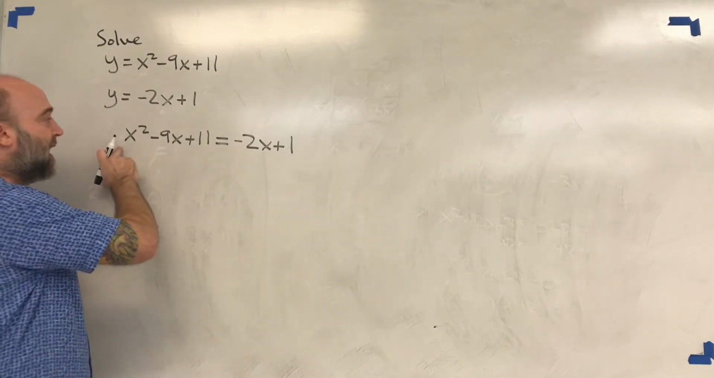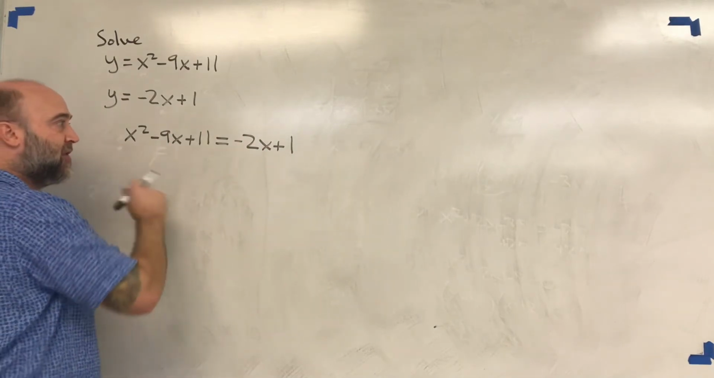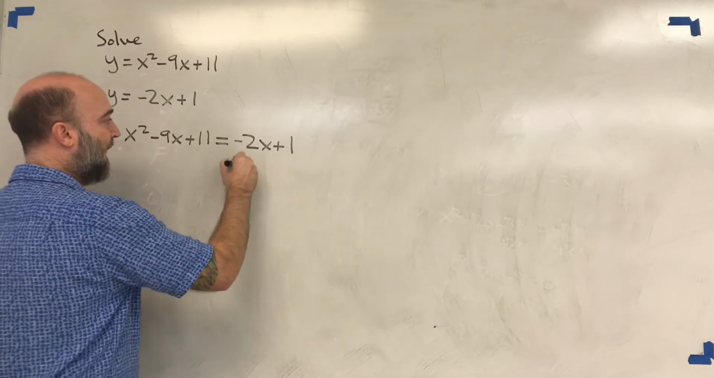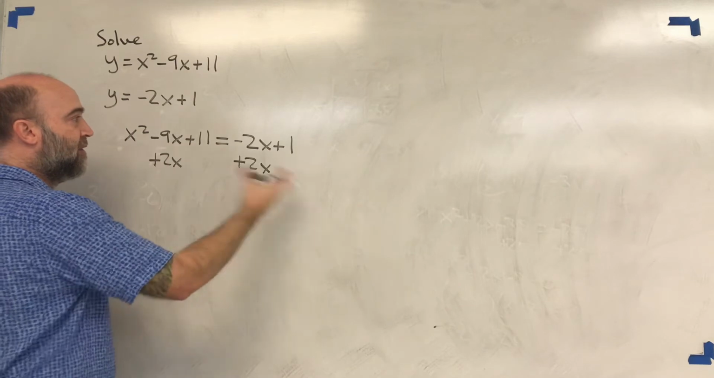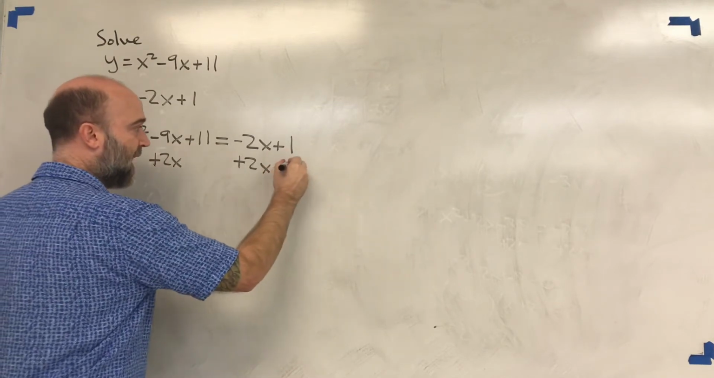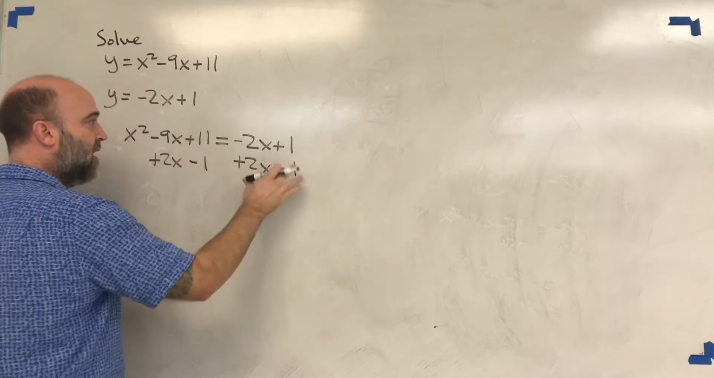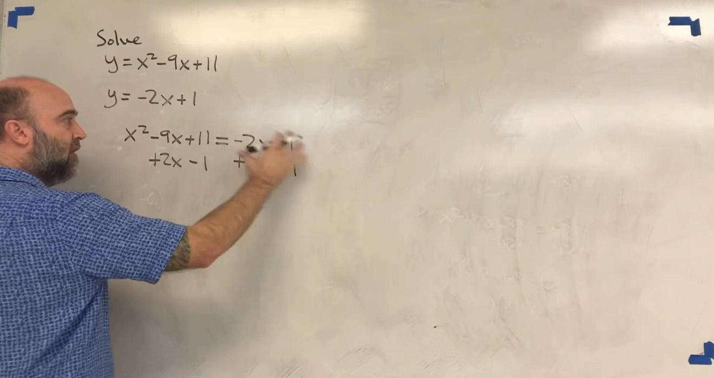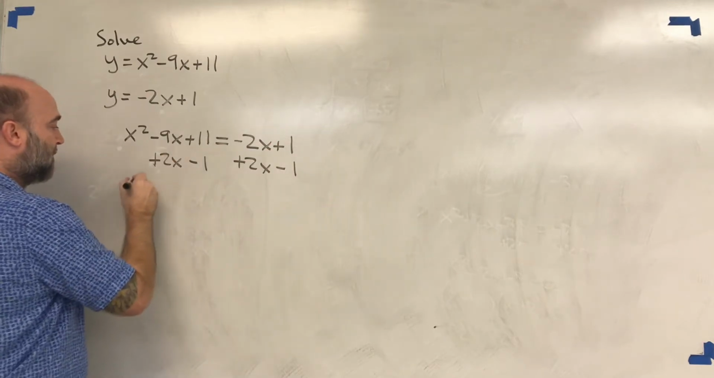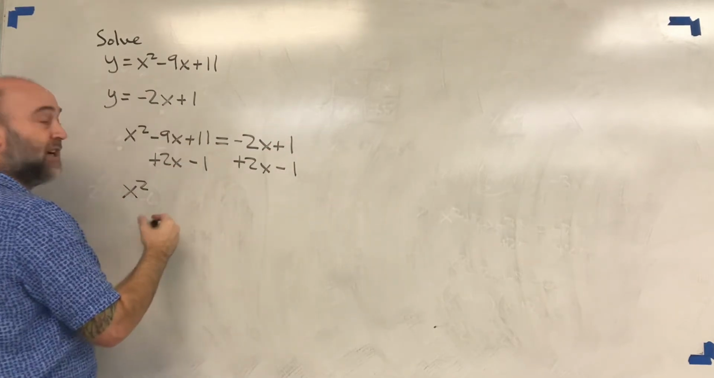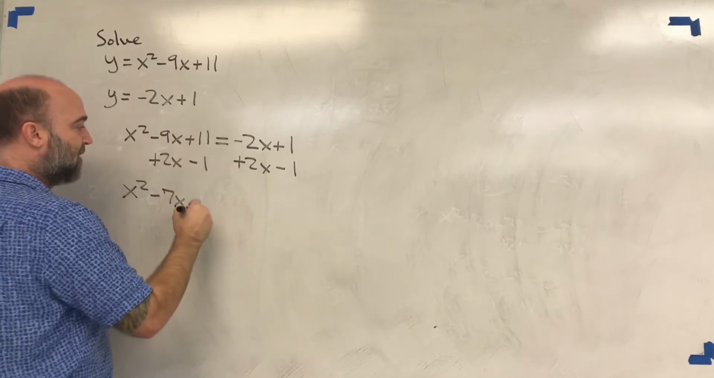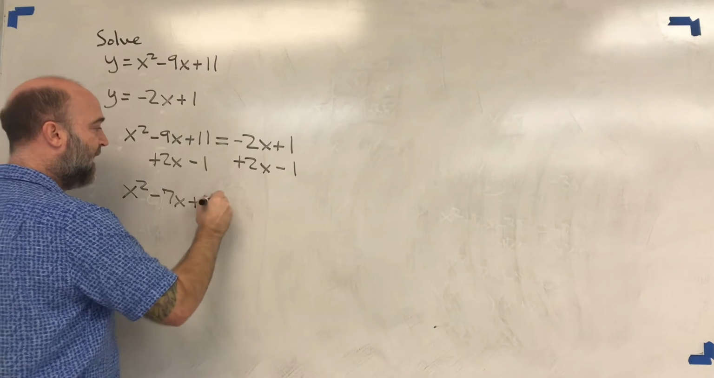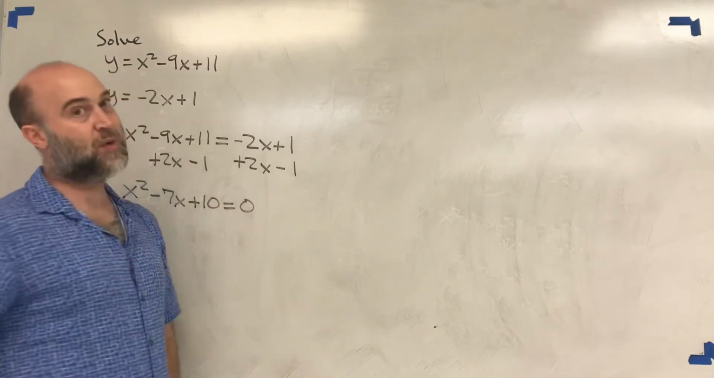I like keeping my x squared positive if possible. It just makes the math a little easier. So I'm going to add 2x to both sides, plus 2x. I'm going to do this move all at once, and I'm going to subtract 1, subtract 1. So I'm just moving everything over to the other side. x squared didn't change. Negative 9x plus 2x is negative 7x. 11 minus 1 is positive 10. And it equals 0. That's what we wanted.